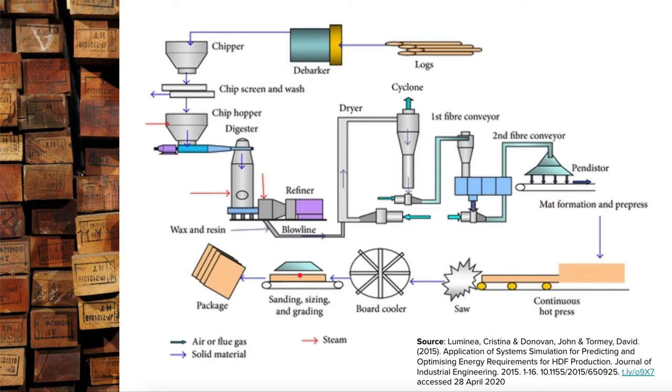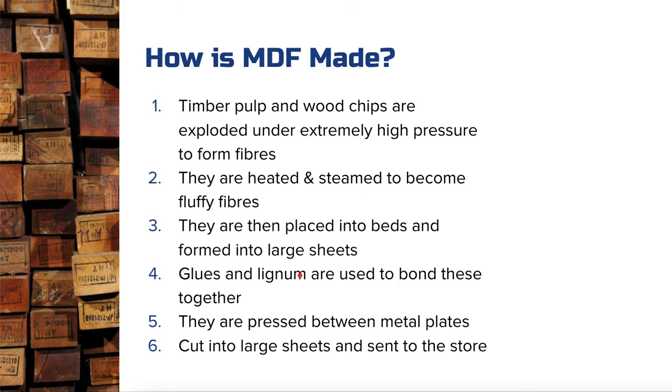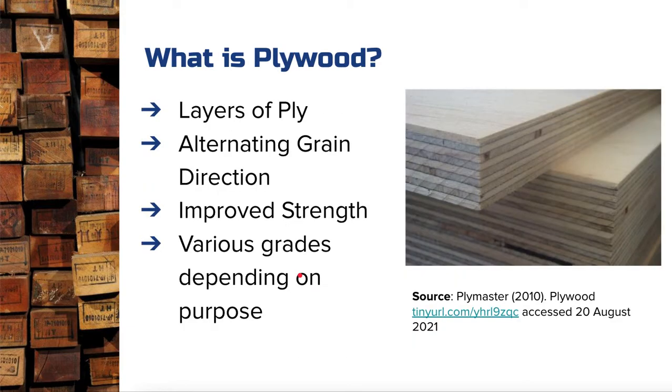So MDF is there. If I summarized it for you: timber pulp, high pressure, basically exploded down in that high pressure to make the fibers. Heated and steamed so they become nice and fluffy, made into beds, they're glued together, compressed, cut into sheets, sent off to the shop.